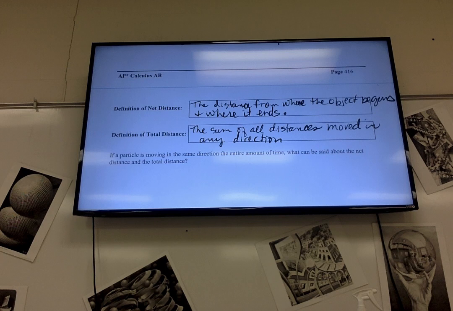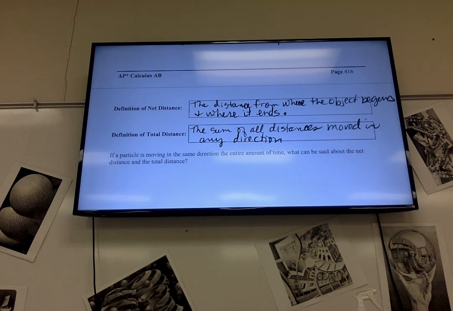Faith, you're my beginning. Okay, right here. So I moved. Watch my blocks. I moved 1, 2, 3, 4 this way, and then I moved 1, 2 back this way. So you only moved 2? I only moved 2 blocks. That's my net distance. But my total distance is 6.